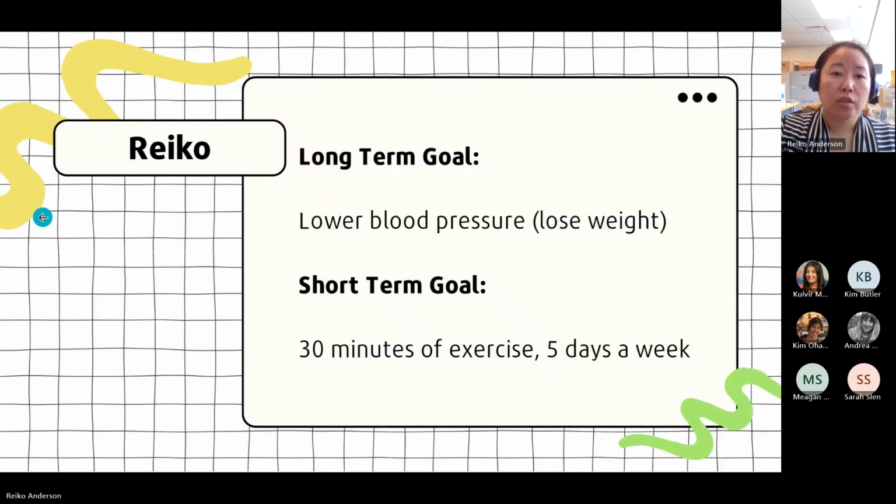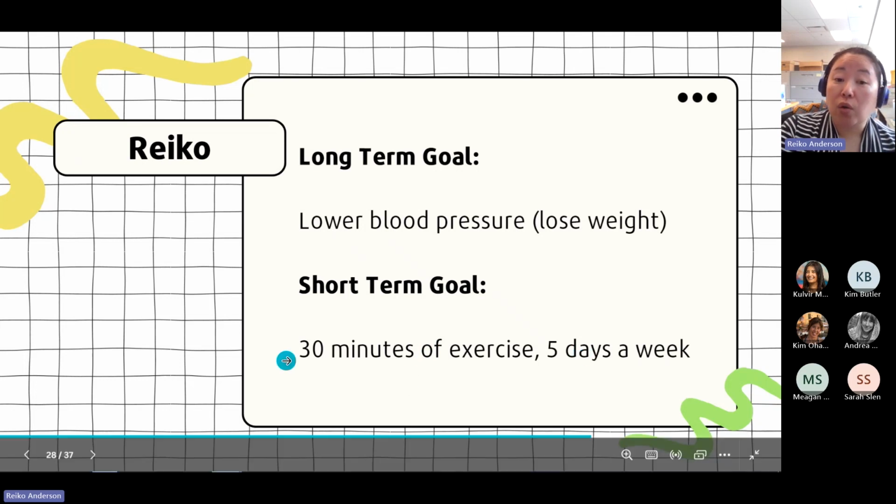So we're going to look at me to start with. So my long-term goal is to lower my blood pressure. I recently found out that I have high blood pressure. And the way that my doctor wants me to do that is to lose weight. So my short-term goal is not necessarily to lose weight, because I don't like that terminology, but my goal is to move more. So I'm trying to get 30 minutes of exercise 5 days a week. So that's my short-term goal.